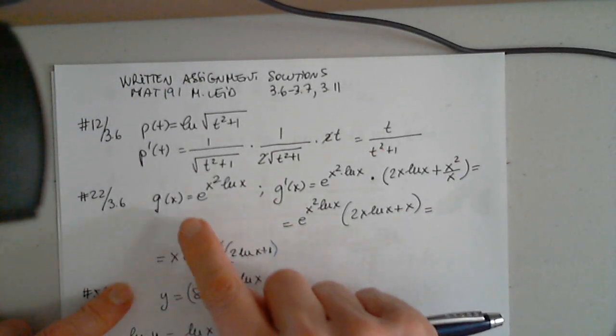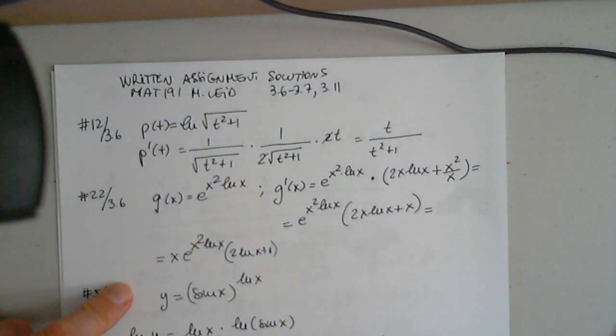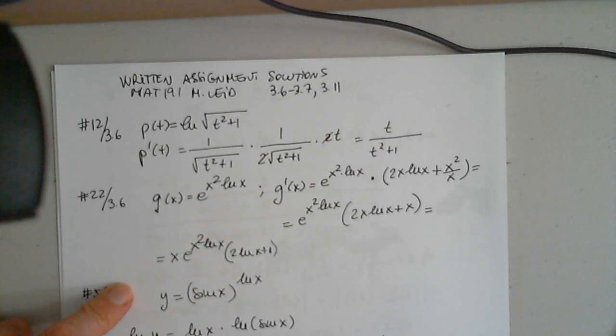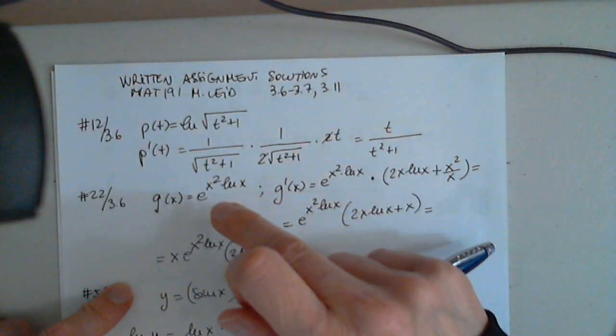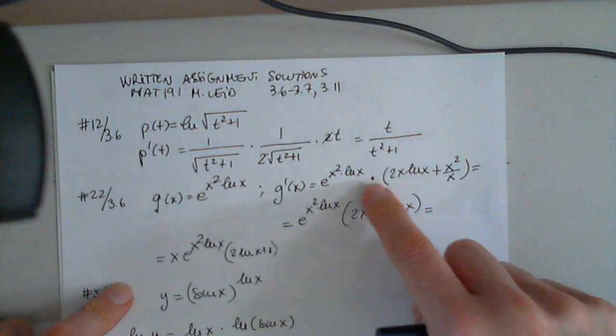Here it's an exponential function, and it's a function composition. It's not a pure exponential. So when I differentiate it, I have to use the differentiation rule: e to the function times the function prime.